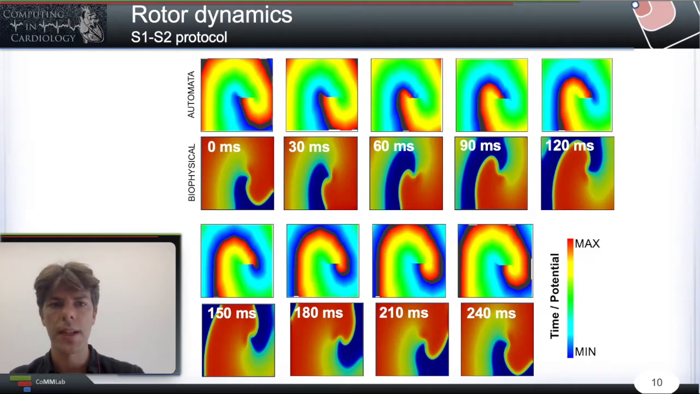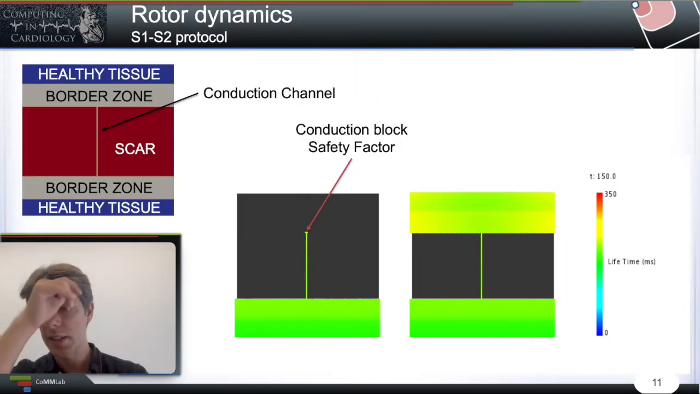Then we compare biophysical and automata models. As I said before, one is showing potential in the biophysical model, while the other shows time, but they are related somehow. As you can see there, we have the same pattern of rotation around the center of the model. The period of the rotation was 240 milliseconds, which was related to the shortest action potential duration in this tissue, and matched very well the one in the paper of Tentusscher with the original model.